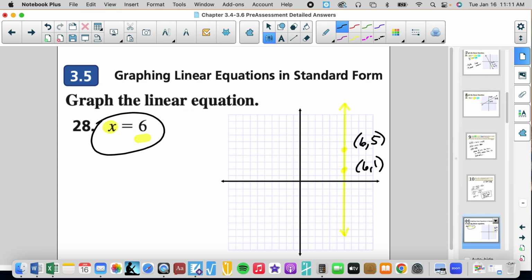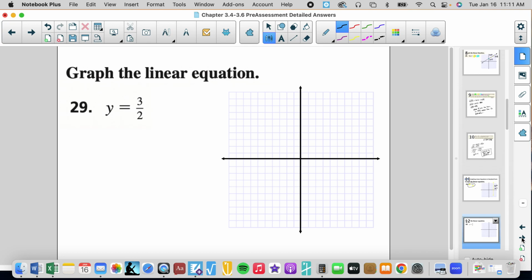You're still going to have to draw a line. You're still going to have to draw arrows. You're just going to need to only do 2 points as opposed to 3 points unless it states differently in the directions. I can't remember right at the moment how many points I asked for this. I think it's 2.